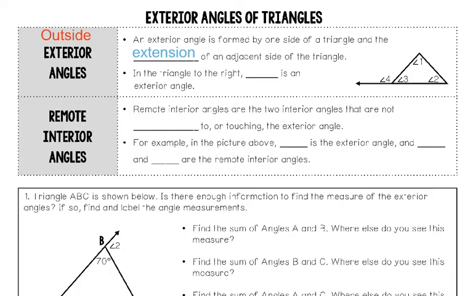The first thing we need to know is the definition of the word exterior. Exterior means outside. So in relationship to a triangle, the exterior angles are on the outside of a triangle. The exterior angle is formed when one side of the triangle is extended. That extension of an adjacent side of the triangle creates an exterior angle.